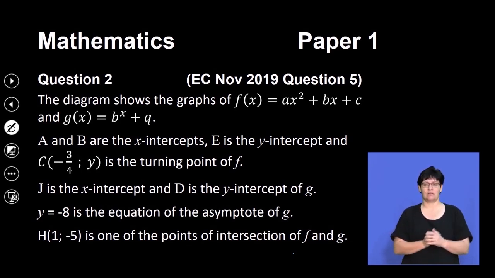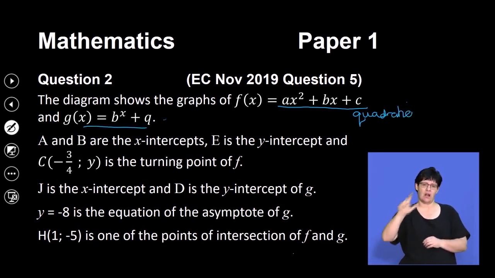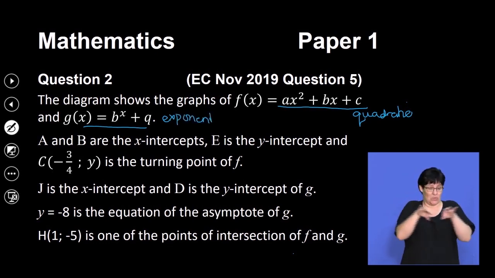Okay, so we're told that the diagram shows that we have the graphs of f of x is equal to ax squared plus bx plus c, and g of x is equal to b to the power of x plus q. So what we can see is that we have a quadratic function over here, and we have an exponential function over here with a lot of unknowns. So we don't know any of those values of a, b, c, or q.